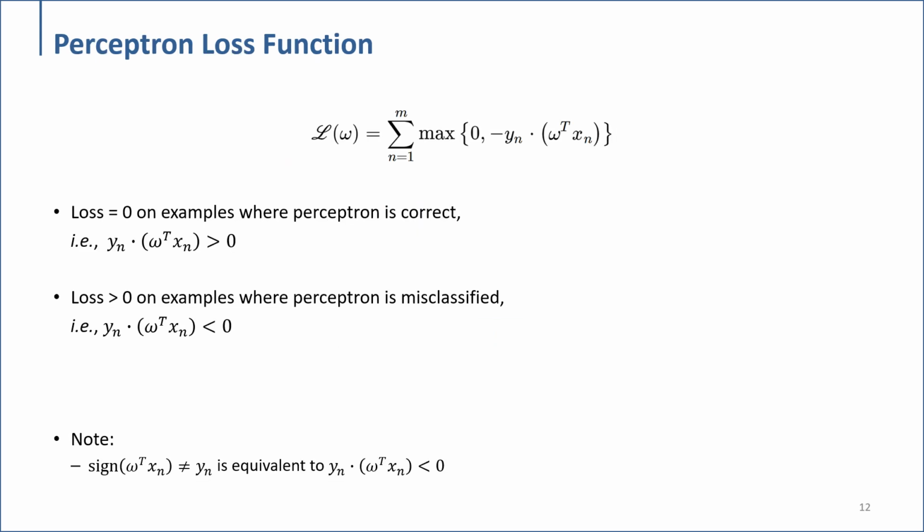The loss function for the perceptron is the max between 0 and minus yn times omega transpose xn. A loss equal to 0 means the prediction of the perceptron is correct. If the loss is larger than 0, then the perceptron has misclassified the point. So by calculating this loss function, we can update the omega.